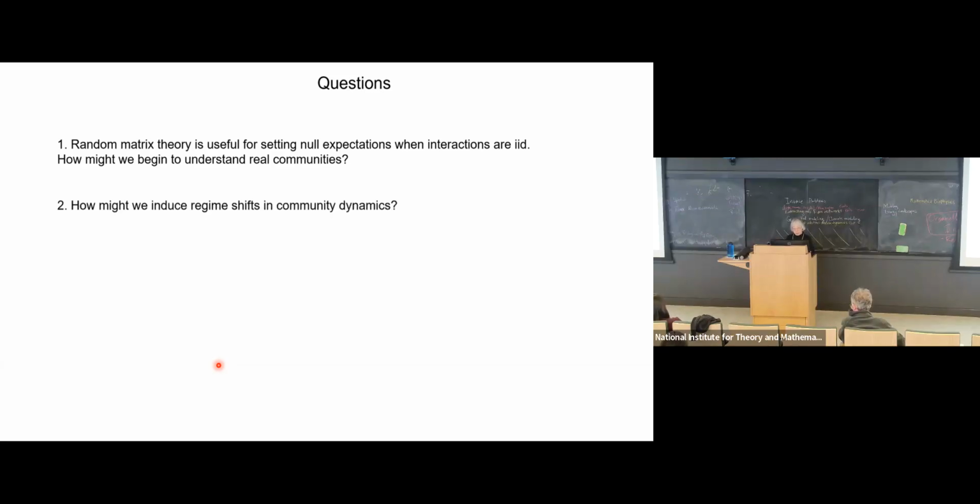And secondly, in general, how might we induce regime shifts in community dynamics, right? Is there any way to embed this in a lower dimensional space and understand it in terms of more general principles? So these are the two questions I want to leave us to discuss perhaps later in the day. And thank you very much.